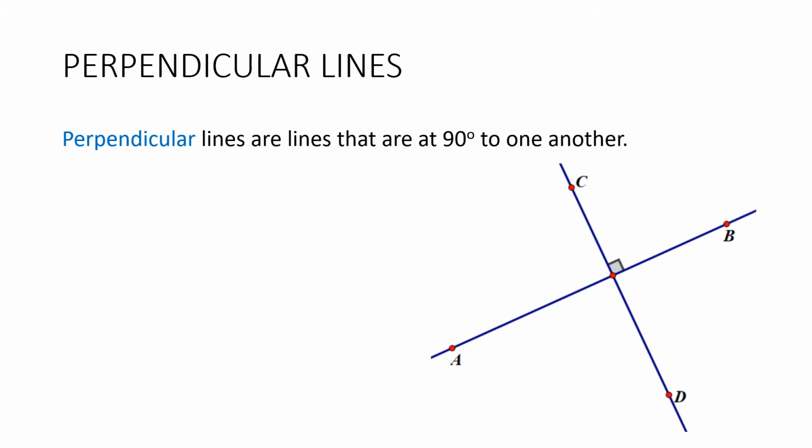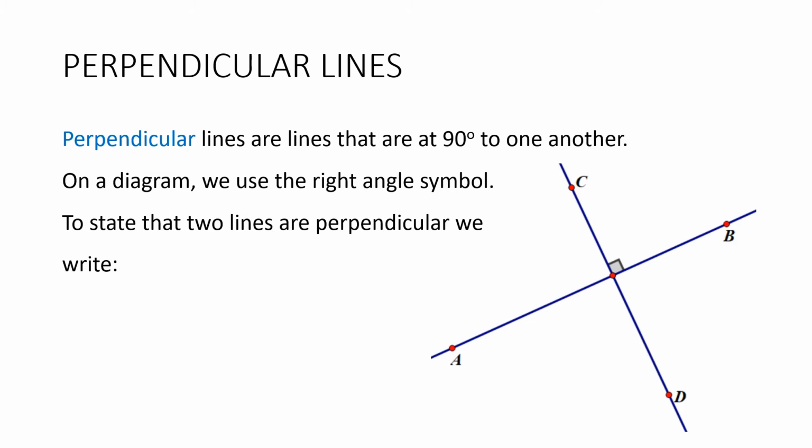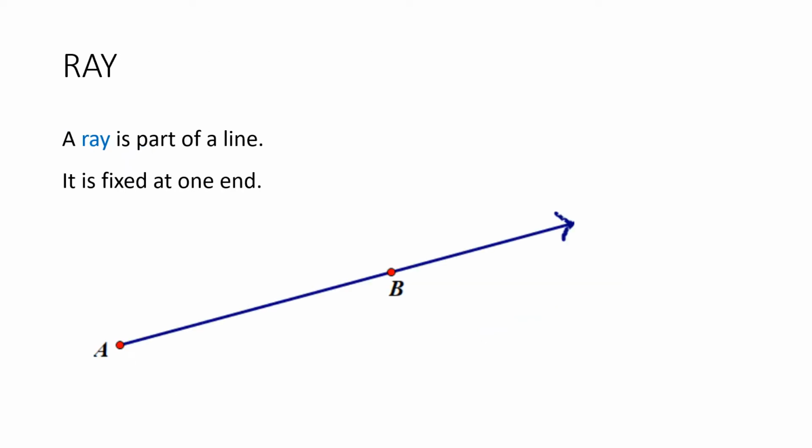Perpendicular lines are lines that are at 90 degrees to one another. And on the diagram we use the right angle symbol, which is this little square here. And this is what we write if we want to state that 2 lines are perpendicular. AB is perpendicular to CD. Now here's something you might not know. A ray is part of a line. It's fixed at one end, like this one here is at A, and goes off to infinity at the other end. So this would be the ray AB.